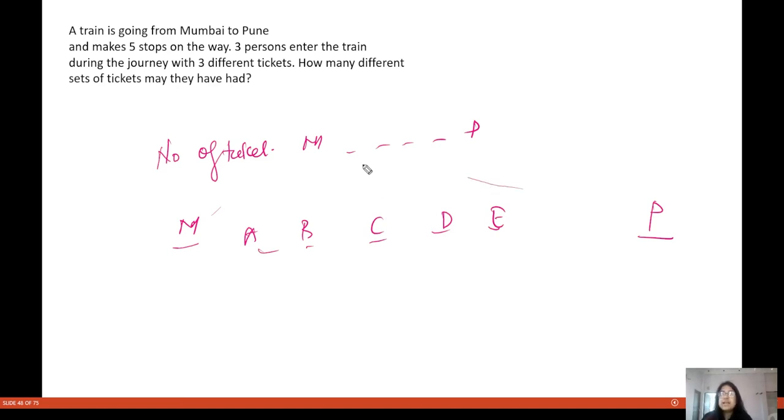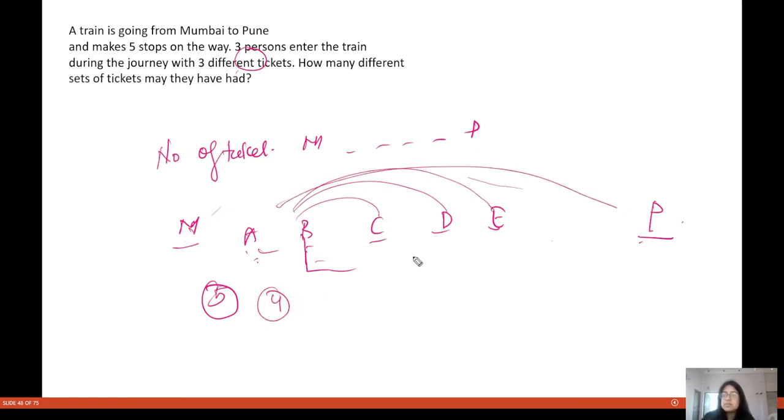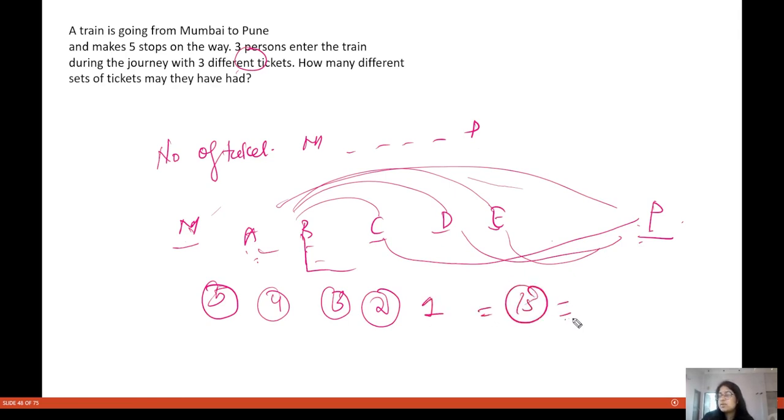Now we have to find how many tickets are possible. From A to P, how many tickets are possible? 5 tickets. From B to P? 1, 2, 3, 4. 4 tickets. Similarly, from C to P, 3 tickets. From D to P, 2 tickets. And from E to P, only 1 ticket is possible. Total number of tickets possible are 15.